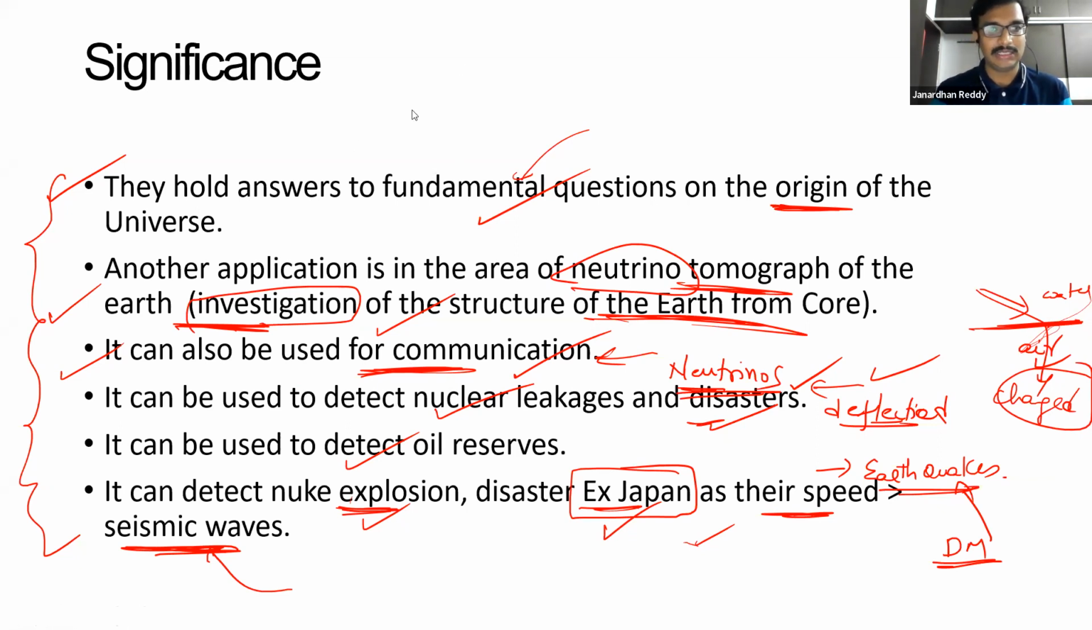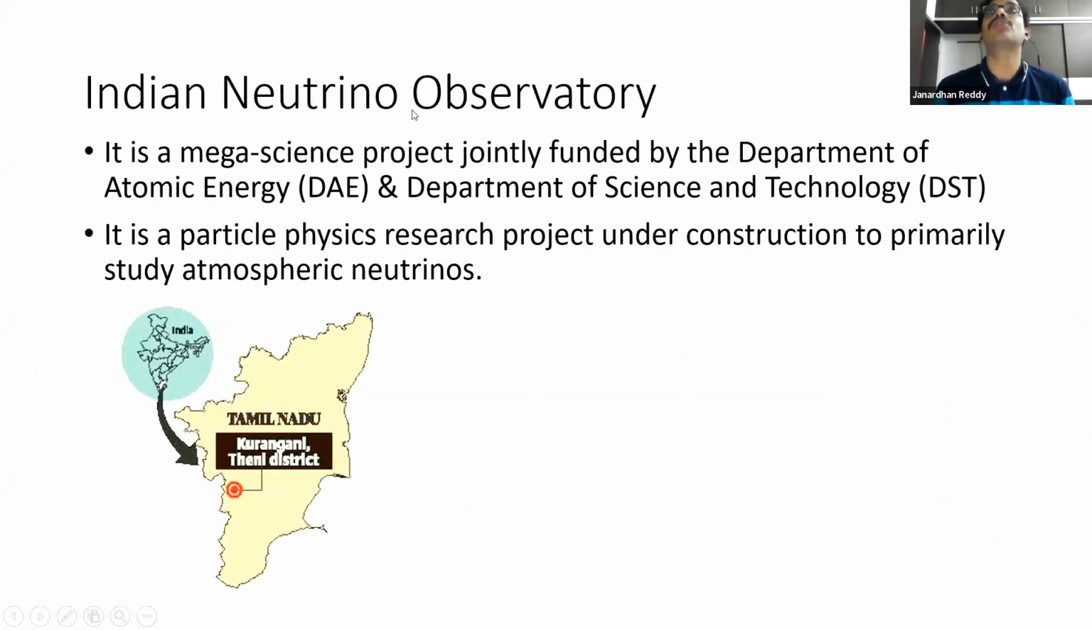So let's see the next thing now. India's neutrino, very quickly. India is planning its neutrino observatory. See, this is planned in Tamil Nadu, Theni district. Okay, Bodhi Hills was the location in Tamil Nadu. Look at this location at the border with Kerala. So this project, the Indian Neutrino Observatory, is not yet done. It is still planned. It's a joint venture of the Department of Science and Technology and the Department of Atomic Energy.